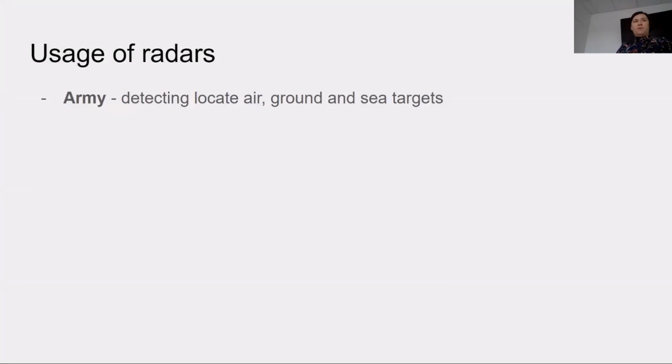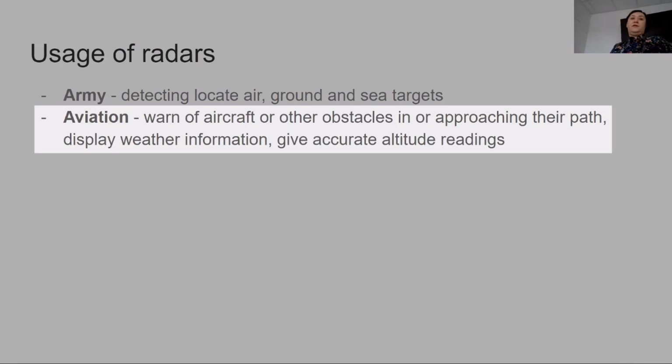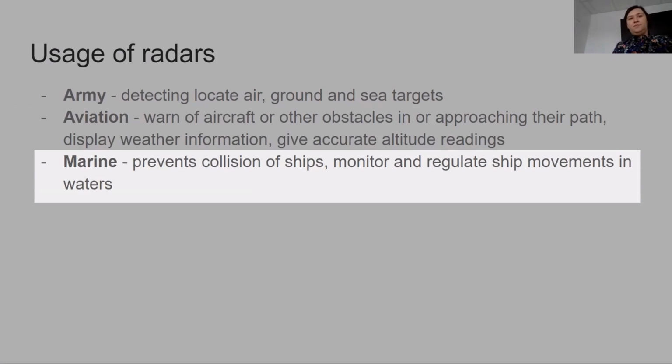Okay, so you may wonder where radars are used. The first application is the army. In the army, radars can be used for detecting targets in air, ground, or sea. Another usage is in aviation. Firstly, for aircraft, it is used to warn about all obstacles nearby the plane, display weather information, or give accurate altitude readings. Another usage is in marine. Radars can help to prevent collision with other ships on the sea, or monitor and regulate ship movements.